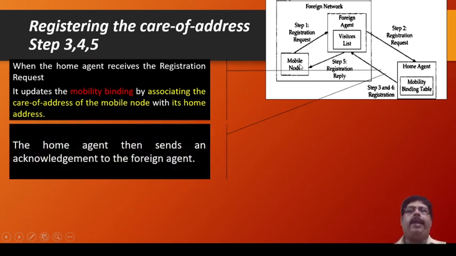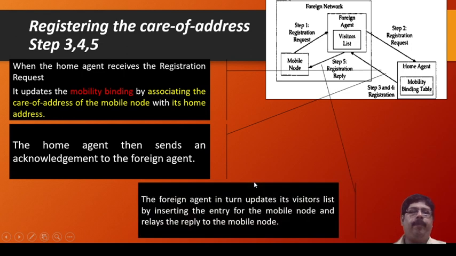Then it will be sent as an acknowledgement to the foreign agent. That is step number 4. This is step number 3, and this is step number 4. Once it reaches the foreign agent, the foreign agent updates the visitor list by inserting the entry for the mobile node and replies to the mobile node.